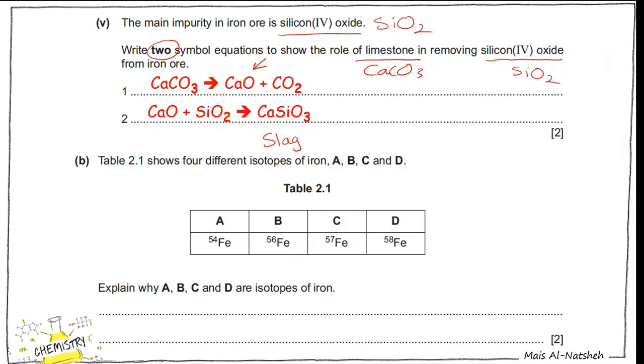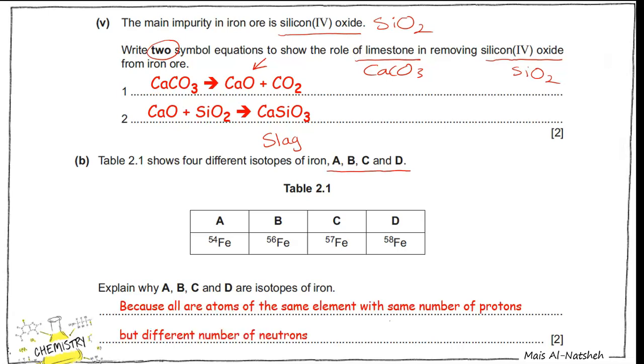Next. Table 2.1 shows 4 different isotopes of iron, A, B, C, and D. Explain why A, B, C, and D are isotopes of iron. Now, for atoms to be isotopes, they should have the same number of protons, but different number of neutrons. So the 2 marks stand for the same number of protons. This is the first mark. Different number of neutrons. This is the second mark. So please mention both of them.